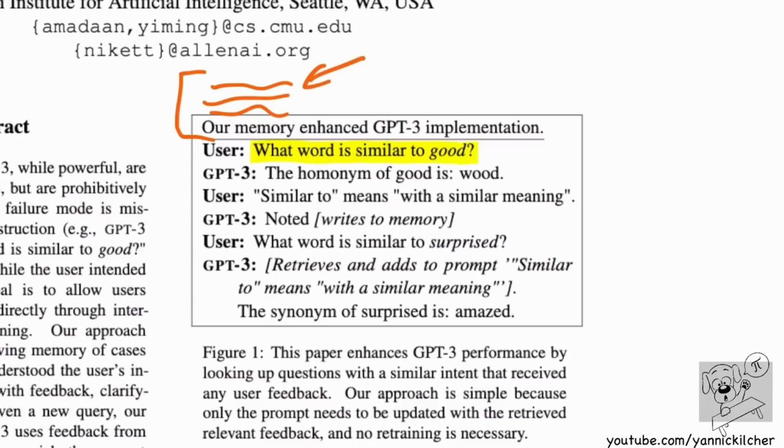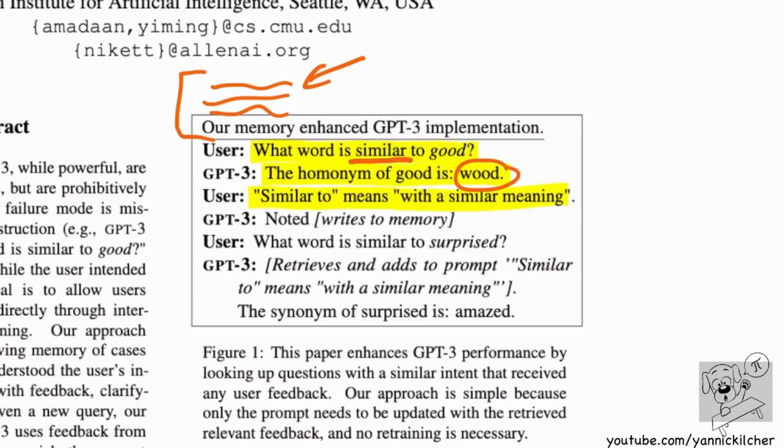For example, here, the user asks, what word is similar to good? And GPT-3 says, the homonym of good is wood, which is kind of true, but the user has not specified clearly what similar means. The user here had a different intent, which the user then specifies. The user says similar to means with a similar meaning. So the user didn't mean a word that sounded like good, which is wood. The user meant a word that is kind of like a synonym instead of a homonym.